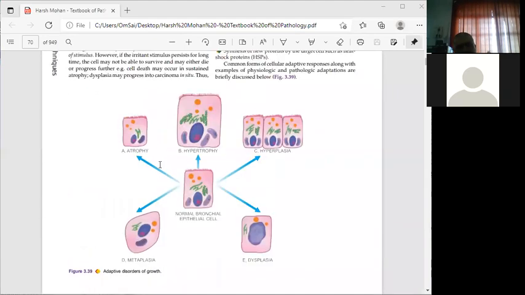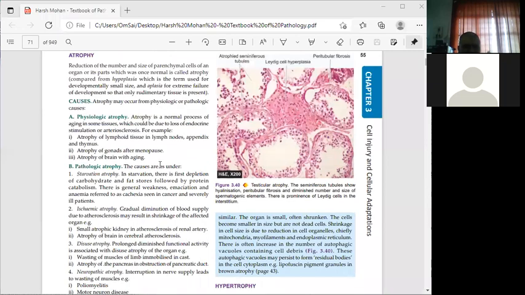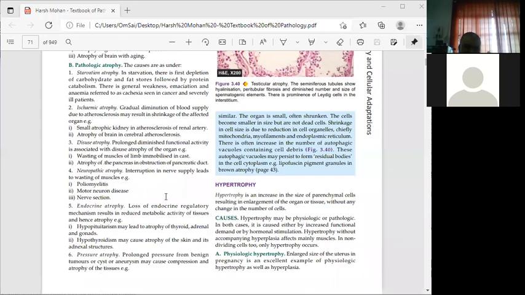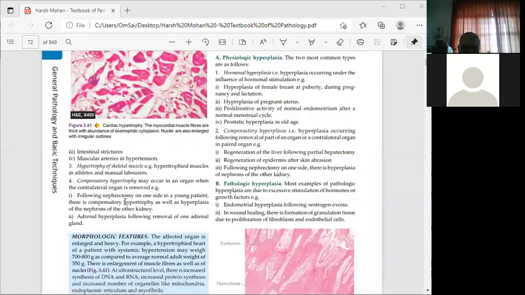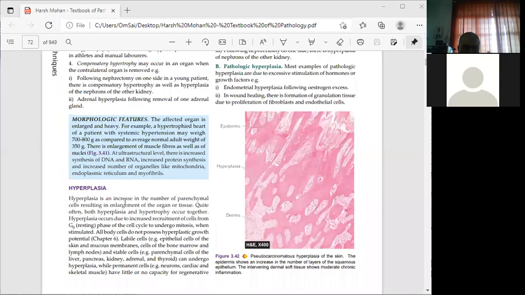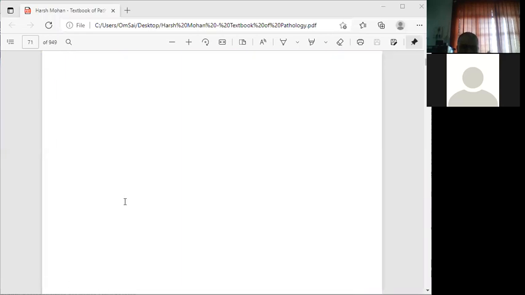Then we will see these things in detail. Under atrophy, we will see the causes of atrophy: physiologic atrophy and pathologic atrophy. Then hypertrophy, under which we will also see the different causes of hypertrophy. Then hyperplasia, and many other things. First, let's start with atrophy.